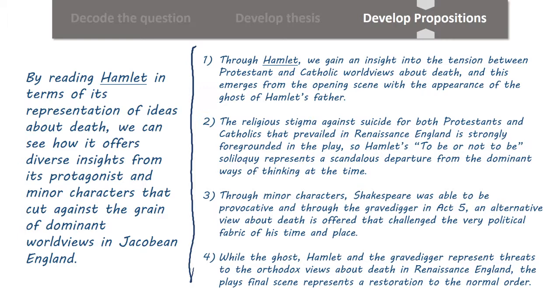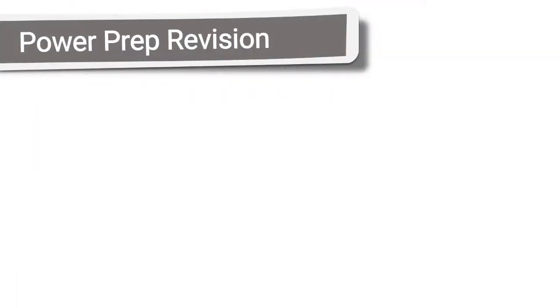Each one of these supports this idea that by reading Hamlet in terms of representations of ideas about death, we can see how it offers diverse insights from its protagonist and minor characters that cut against the grain of dominant worldviews in Jacobean England. Each one of these propositions, I would hope, can support that thesis. So, what can we do with this in terms of revision?